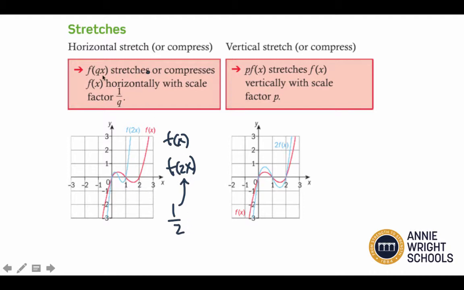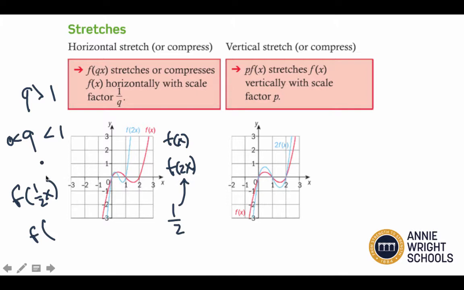So the idea here is when the value is large, so when q is bigger than 1, it's a horizontal compression. If q is smaller than 1 but bigger than 0, it's a horizontal stretch. So I look at f of 1/2 x, what do I need to plug in here for x to get a 1? I need to plug in a 2. So that actually stretched this function. Good? So I know this is a lot of information.